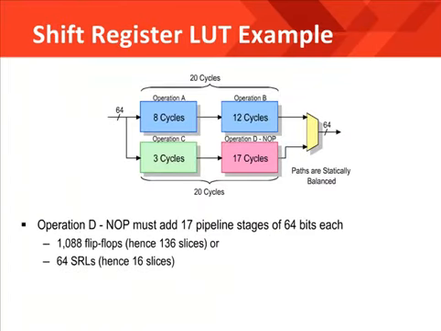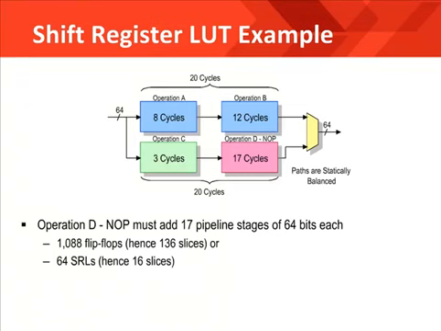This is an example of the use of the shift register LUT. The SRL can be used, as I mentioned, as a programmable delay element, or no operation, no op. In this example, you see a 64-bit bus being processed through operation A, B, and C. A has a delay of 8 cycles, B has a delay of 12 cycles, and C has a delay of 17 cycles. Because the data processed is also grouped at its output with a multiplexer, these data paths must synchronize so that the appropriate data is compared at the multiplexer.